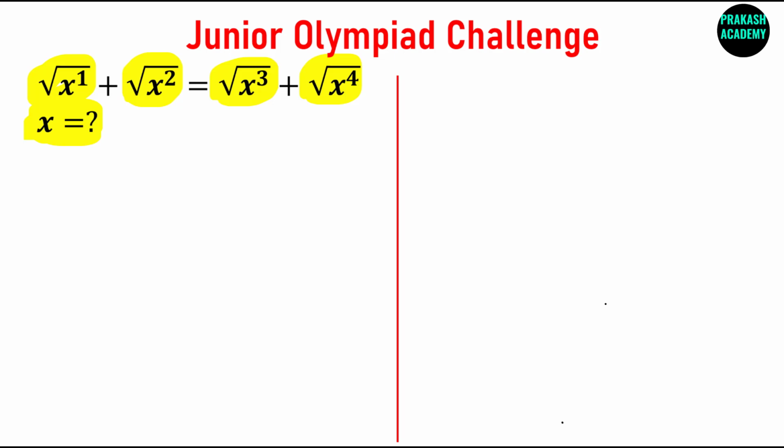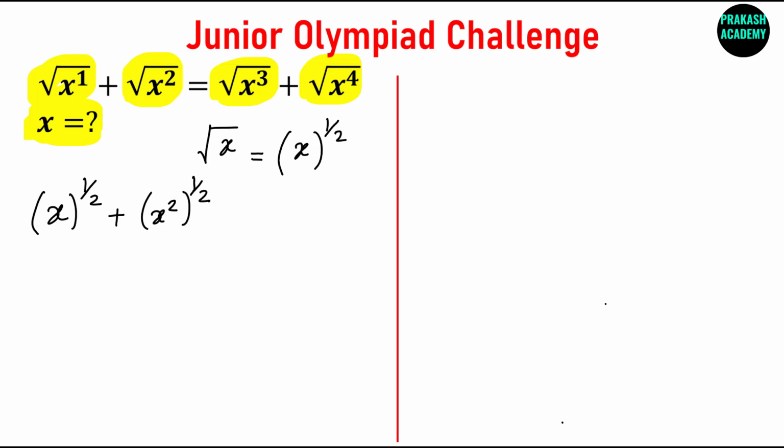Now a root, that is a square root, is basically nothing but something to the power 1 by 2. So a square root of x can be written as x raised to the power 1 by 2. So let us use this, and then we can write x raised to the power 1 by 2 plus x square raised to the power 1 by 2 is equal to x cube raised to the power 1 by 2 plus x4 raised to the power 1 by 2.